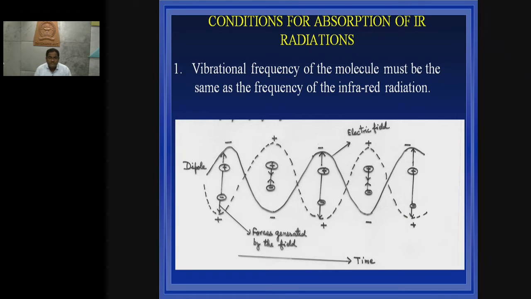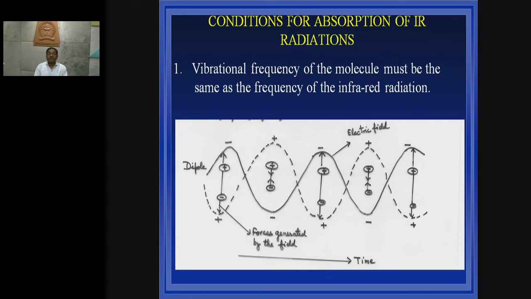Next, a very important point: what are the conditions for absorption of IR radiations? If you want to analyze an organic compound, your compound must have a dipole moment. That is the required condition, because compounds which do not have a dipole moment are not going to absorb IR radiations. Ultimately they are not going to produce spectra. So that is one of the required conditions for IR spectroscopy.